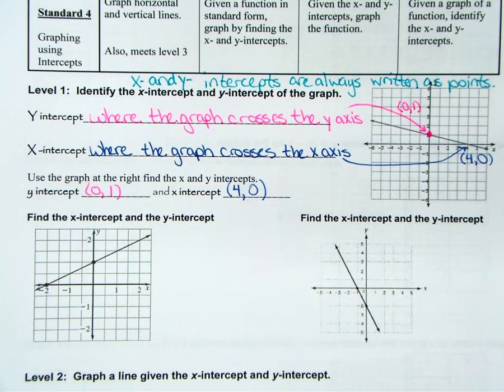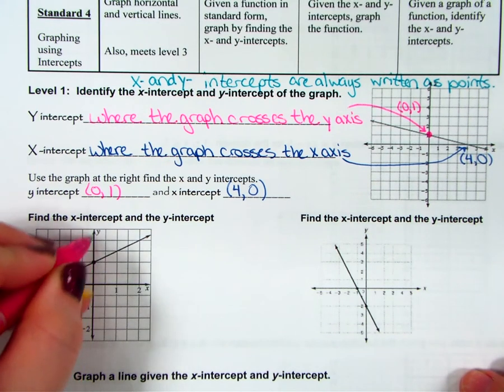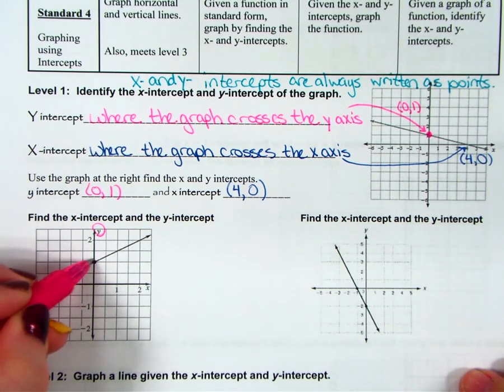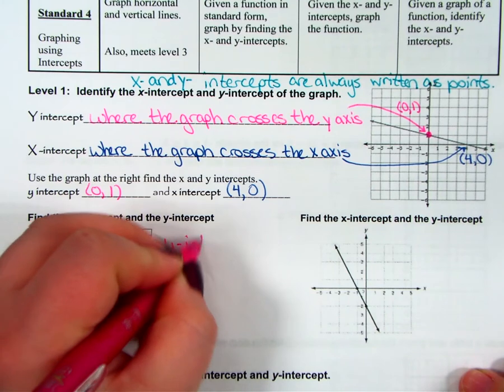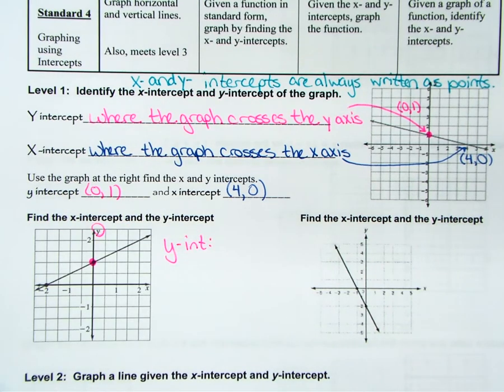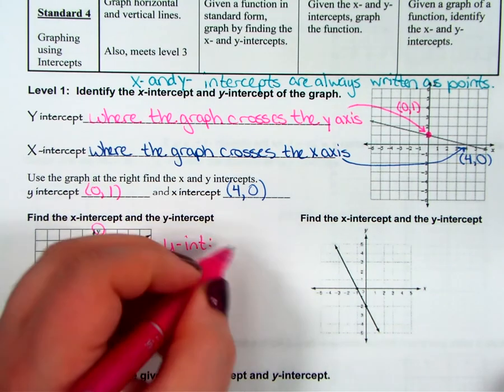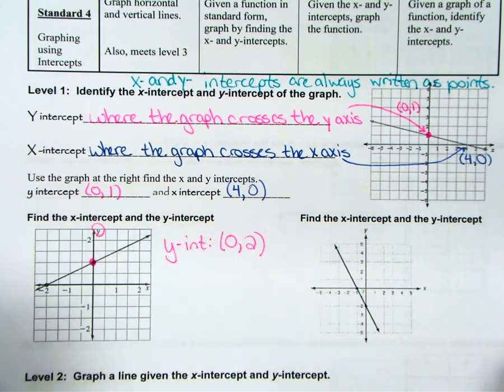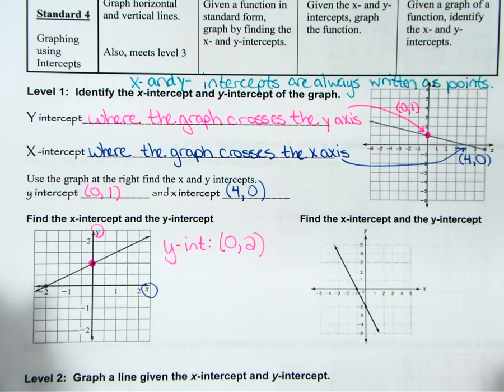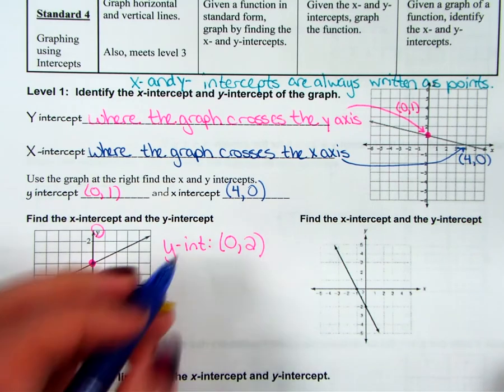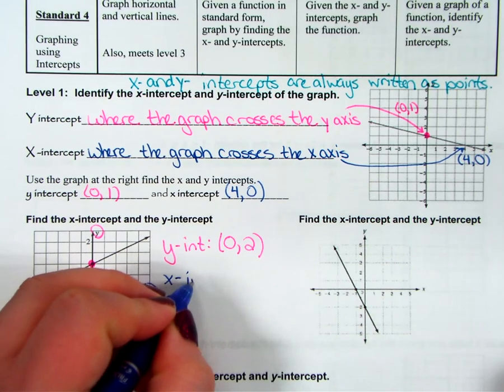The y-intercept is where it crosses the y-axis. The x-intercept is where it crosses the x-axis. So here is our y-axis. It crosses this particular point. So our y-intercept, you can use int for intercept, is at the point (0, 2). The x-intercept is where it crosses the x-axis. That's the horizontal axis right here. And that's at the point (-1, 0).